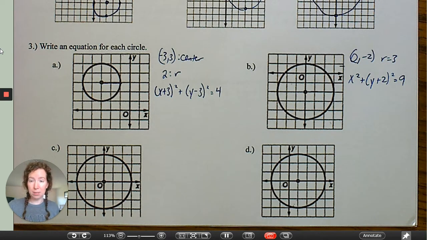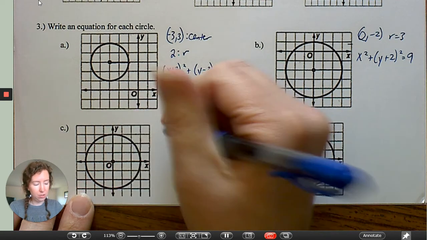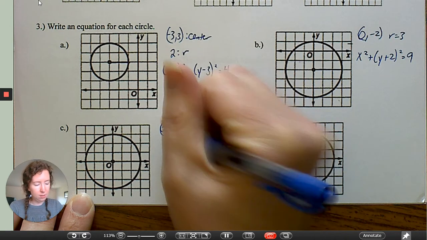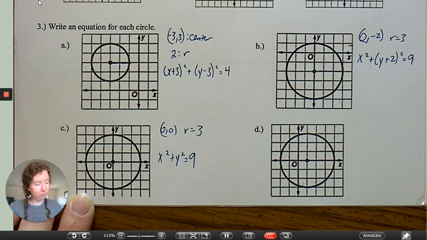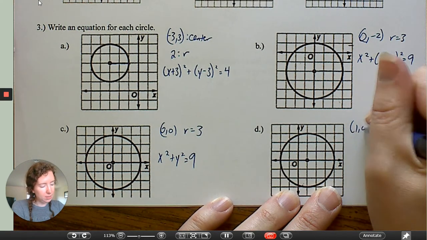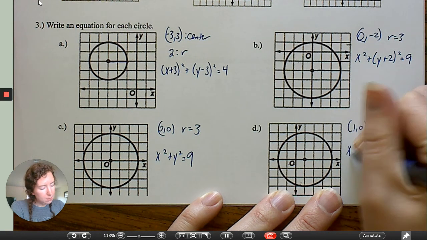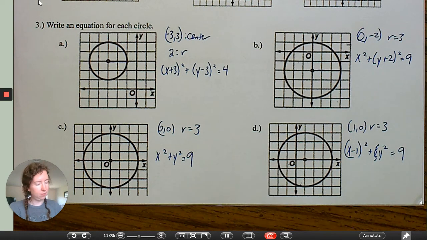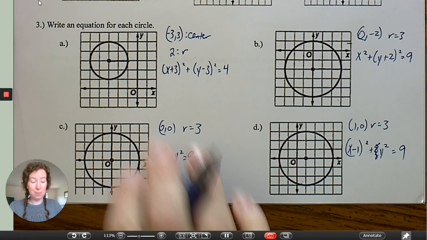If you think you've got this, press pause, try C and D on your own. Okay, for C, this one is started at the origin and has a radius of 3 again. So x squared plus y squared equals 9. This one has a center at 1, 0. Radius is 3. So it's going to be x minus 1 squared plus y, oh, I don't even need that, plus y squared equals 9. There you go.